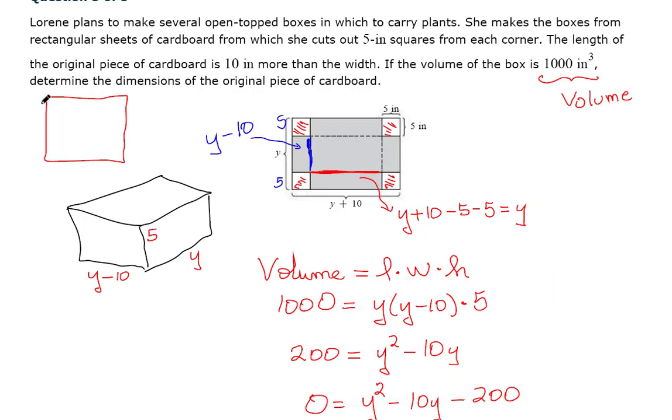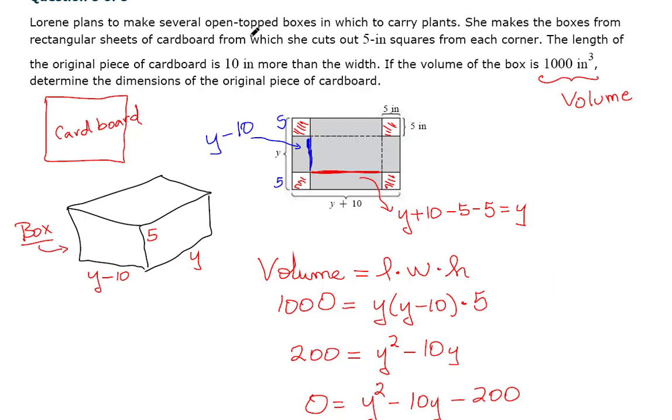You got to keep in mind, here's my original cardboard. And here's our box. Yes, I know it looks like a box, so I shouldn't need to label it, but we're going to label it. All right, and we know we cut out 5 inches. What else do I know? The volume of this box is 1,000 cubic inches. So our basic formula doesn't change. Volume is length times width times height. The difficulty is the following.